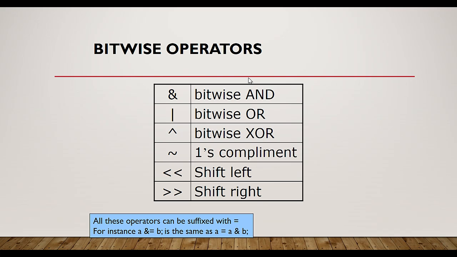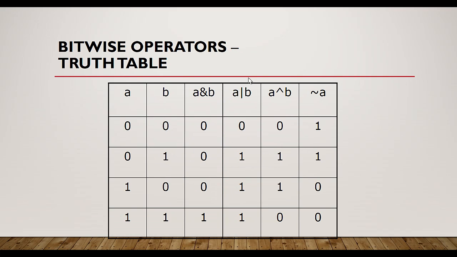These are the six bitwise operators: AND, OR, XOR, complement, right shift, and left shift. All are straightforward. Let's go for the truth table. The AND operator is simple. If both are 1, you will get 1. If both are 0 or one is 0, you will get 0. OR is an either-or case. If one is 1, it's good enough to become a 1, good enough to become true.